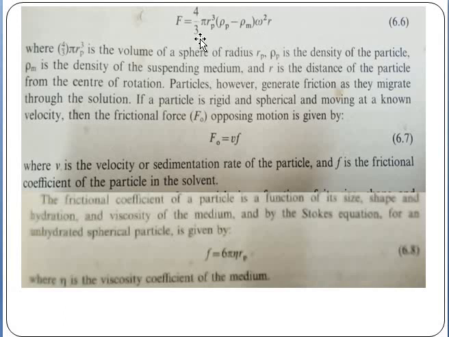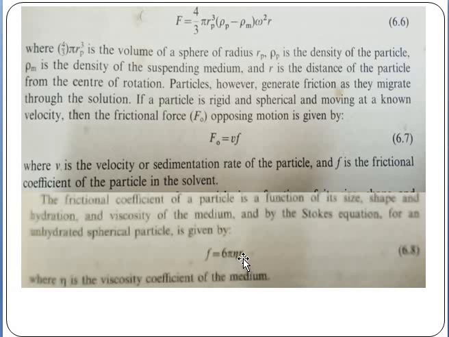Here 4/3 π rp³ is the volume of the sphere, and ρp, the density of the particle, minus the density of the medium. ω²r, once again, is the angular velocity. Next, during this movement, it will experience another, frictional force, F equal to v into f. So we are introducing the Stokes formula.